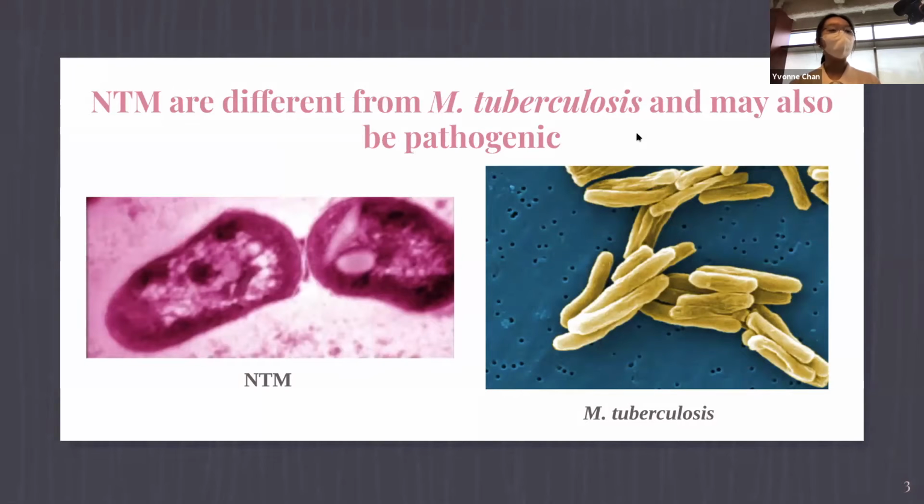M. tuberculosis is a bacterial species that is similar to NTM and causes lung disease in humans, which is called TB, short for tuberculosis. And as its name implies, NTM are different from M. tuberculosis because they cause pulmonary disease other than TB. Moreover, while M. tuberculosis has been identified as pathogenic bacteria, some NTM species are pathogenic while others are not. And the reason for the differences between pathogenic and non-pathogenic NTM still remains unclear.